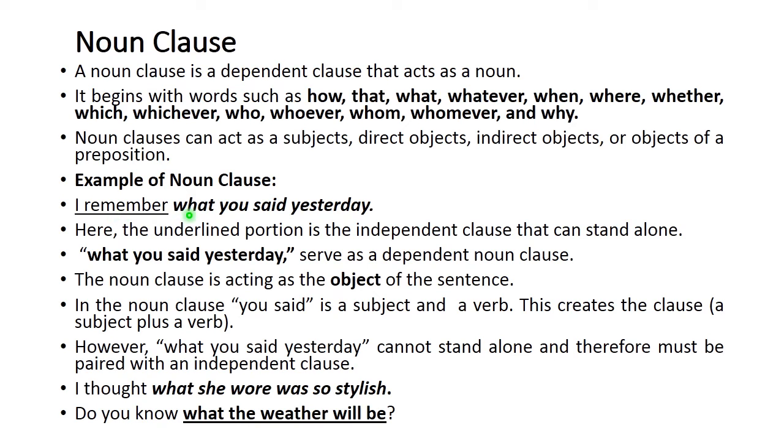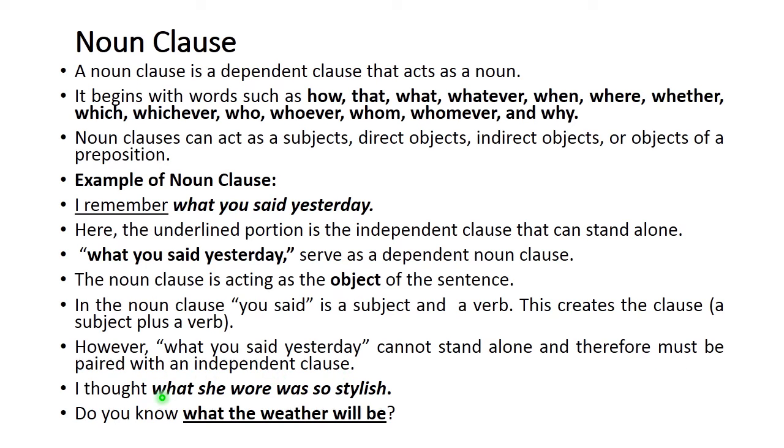Now you can see certain examples of noun clauses. I remember what you said yesterday. Here I remember is the independent clause that can stand alone. What you said yesterday serves as a dependent noun clause. The noun clause is acting as the object of the sentence, and in this noun clause you is the subject and said is the verb, and this creates a clause. However, what you said yesterday cannot stand alone and therefore must be paired with an independent clause.